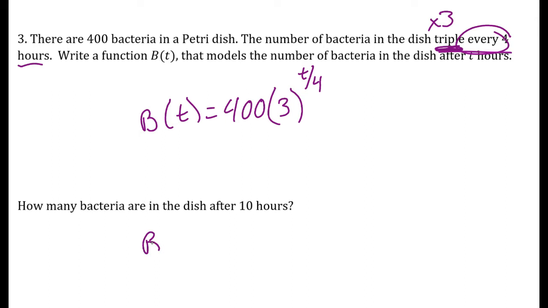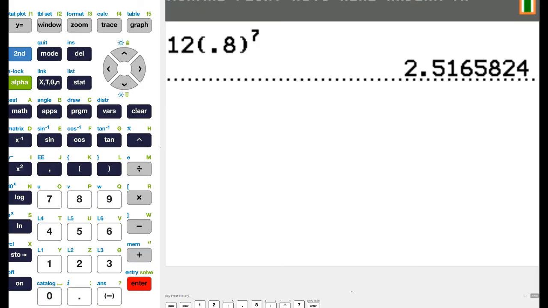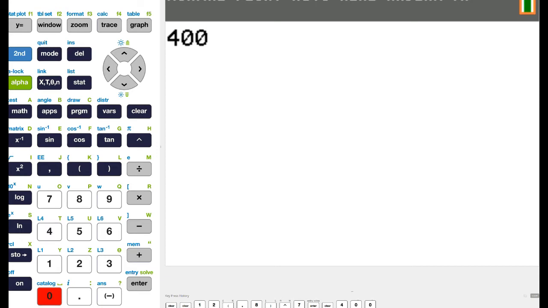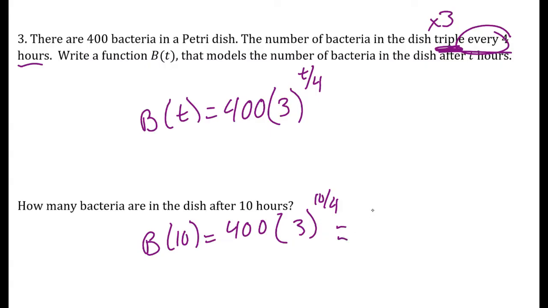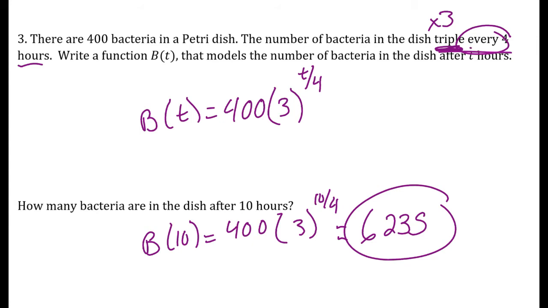Well, t is hours, so b of 10 equals 400 times 3 to the 10 over 4. That'll tell me how many bacteria are there. 400 times 3 raised to the 10 divided by 4. Could have done that first, got 2.5, but there's going to be about 6,235. We'll just round to the nearest bacteria. 6,235 bacteria approximately after 10 hours. The key here is you need to watch out, it doesn't just triple every hour, it triples every 4 hours. So I dealt with that by dividing that exponent by 4.